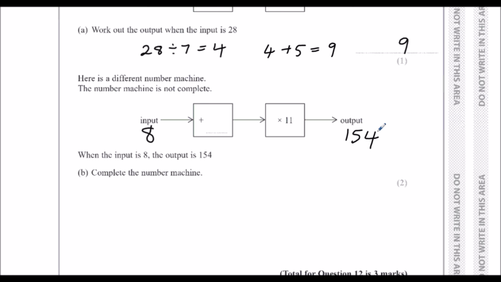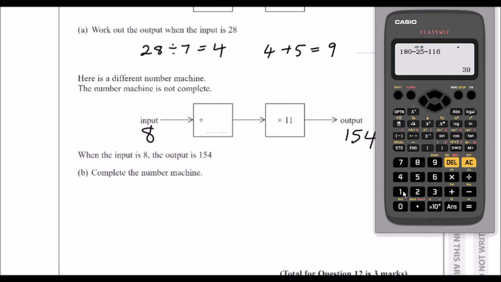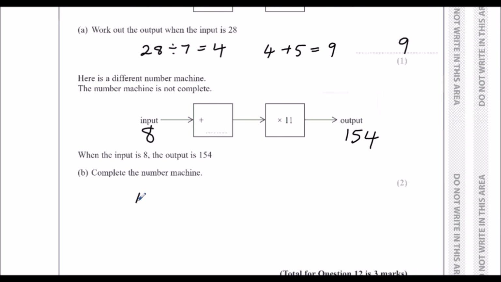We could also go backwards. So if we go backwards, we do the opposite. So 154 divided by 11 is 14. So we must have 14 here, and then 14 take away what number gives us 8, or 8 plus something is 14. That must be 6. So 8 plus 6 is 14, and then 14 times 11 is 154.